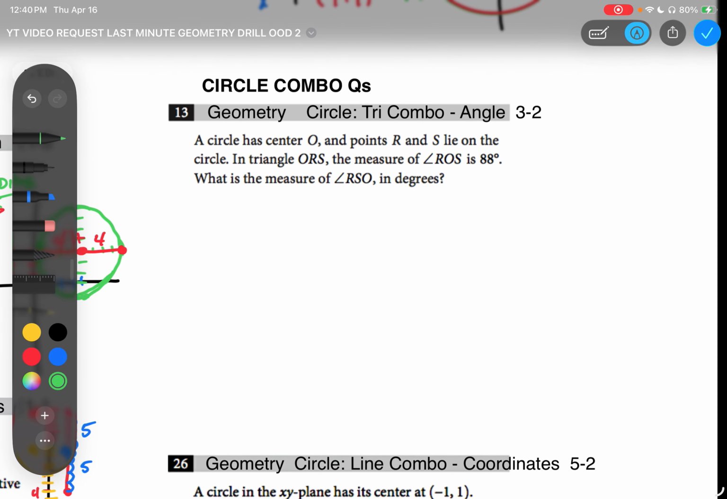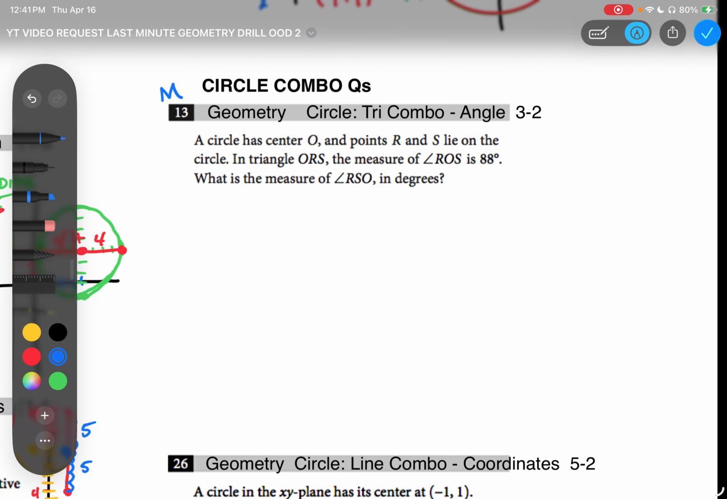Question number 13, no circle image given to us and no answer choices. Oh, they're getting mean, but it's question number 13, which means it's a medium level question. I think we own this. Now, this is a combination of using triangles and circles. Let's see what we can do with this.